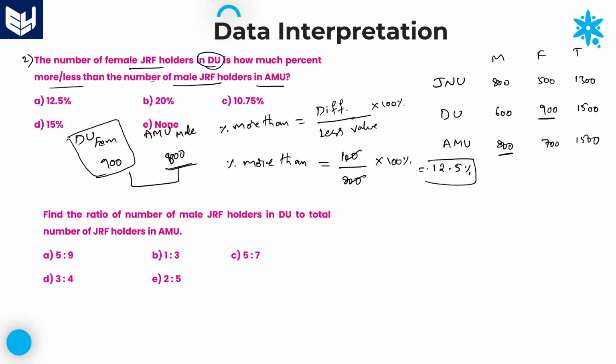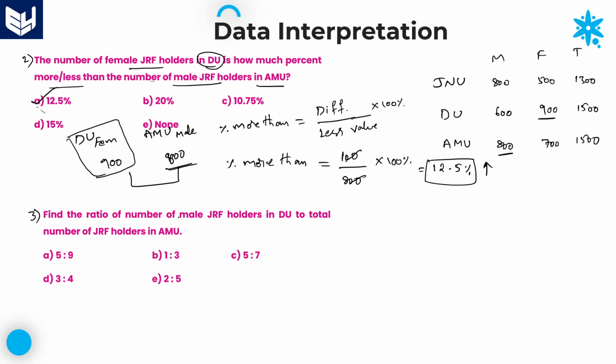12.5 percentage, that is that much more. This particular 900 is 12.5 percentage more as compared with AMU male JRF holders. Among the options, 12.5 is there at option A. Therefore, our required answer is option A, the right answer for this question.